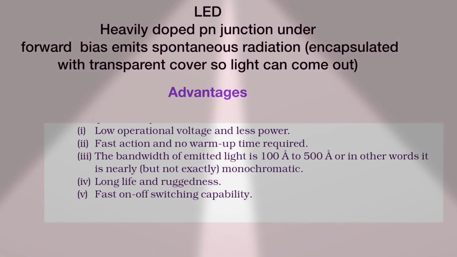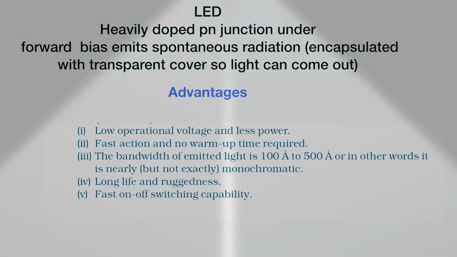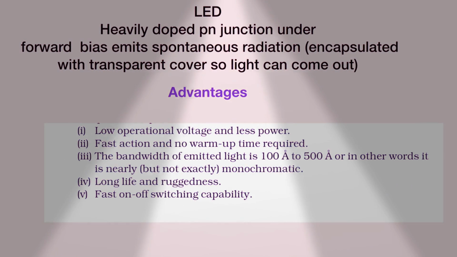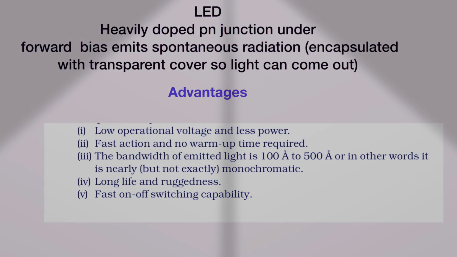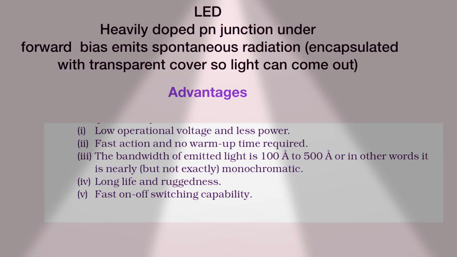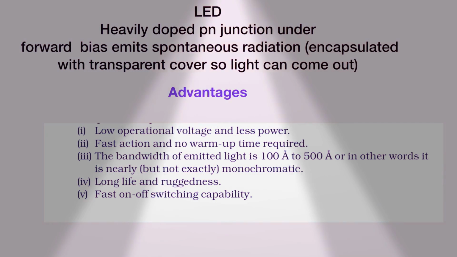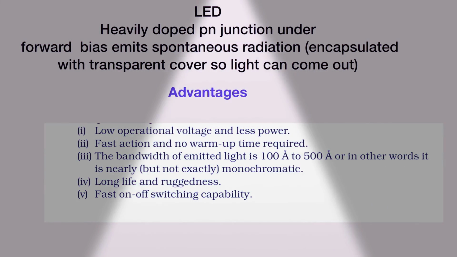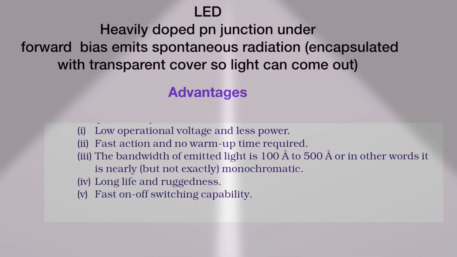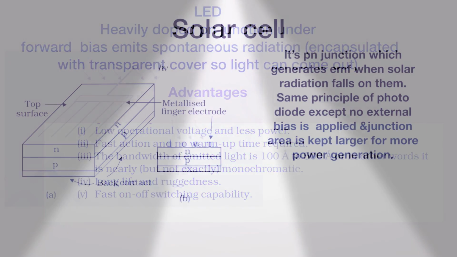Now the LED is a heavily doped PN junction under forward bias, which emits spontaneous radiation, encapsulated with a transparent cover so light can come out. Low operation voltage, less power, fast action, no warm-up time, wide bandwidth, emits light of 100 angstrom to 500 angstrom, which is nearly monochromatic, long life and fast on-off switching capability. These are the advantages of LED, which can be used in today's TV.